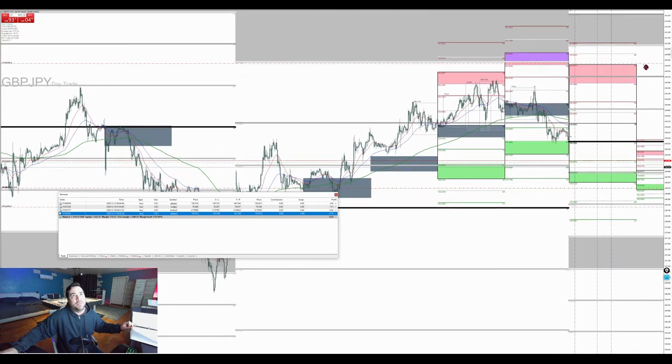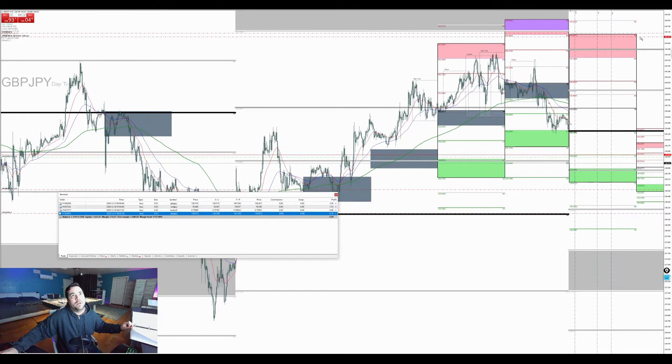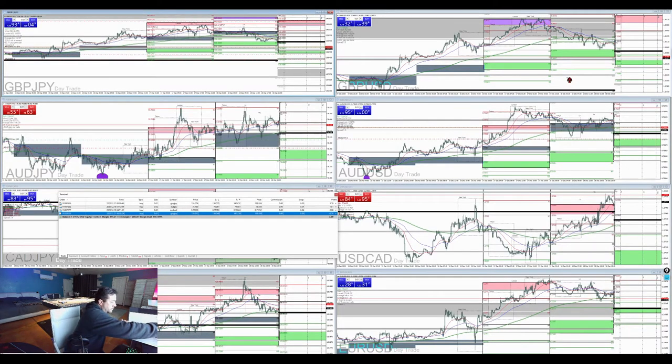And this is going to be my take profit for my day trade right here. There we go. And that's the day trade for this guy. It's way back over here. So that's that one. So I knocked that one out.